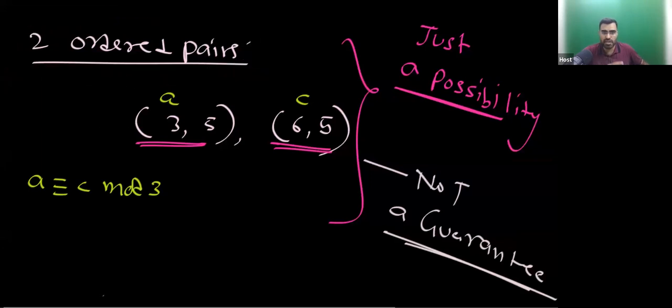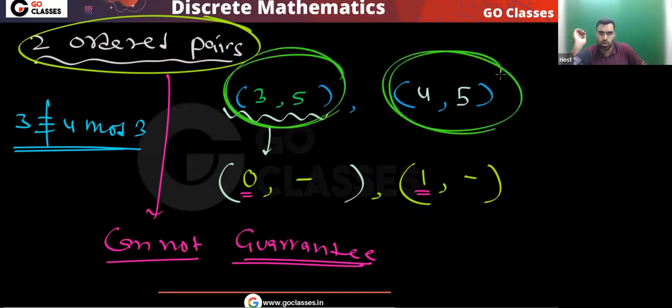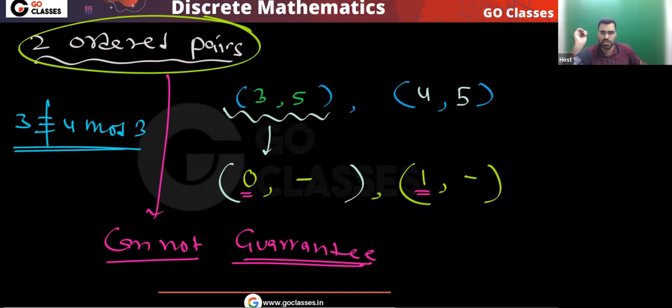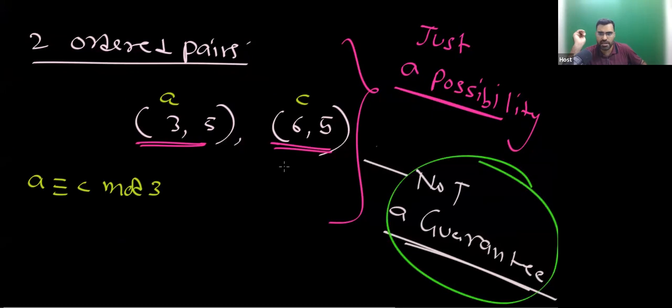If you say you can guarantee, then I will give you these two ordered pairs. Understand this. If you say that with two ordered pairs you can guarantee, then I will give you these two ordered pairs. I hope this point is clear. So remember, if you are taking these two ordered pairs, then that is just a possibility. That is not a guarantee.